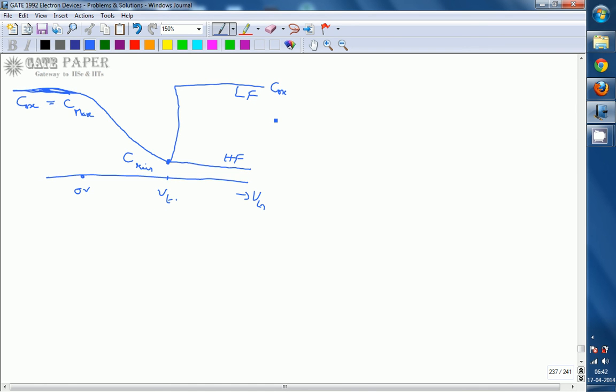Before VG less than VT, the curve is the same for low frequency as well as high frequency, but the curve deviates in the inversion region, that is the strong inversion region. In low frequencies the capacitance present is COX, whereas for high frequencies the capacitance present is C minimum. And according to our question, the circuit diagram is given in this way.